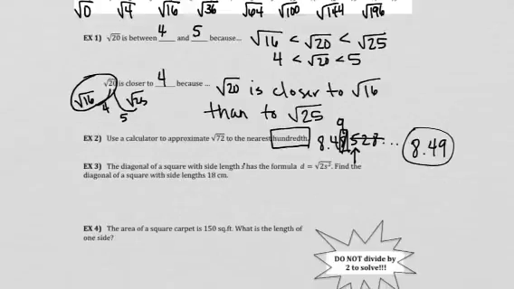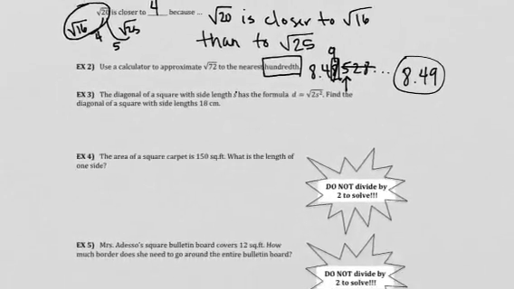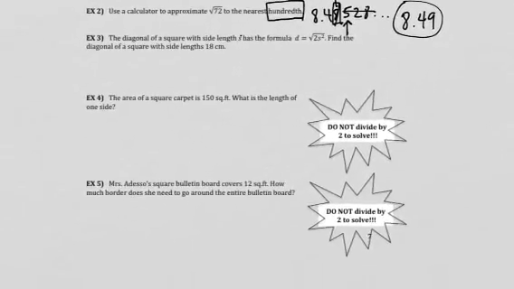Example 3 is talking about the diagonal of a square. So I'm going to draw a square out, and we are talking about the diagonal of the square. So we're talking about the length of this part here. That's the diagonal. And we have a formula given, and it says that in the formula S is the side length.